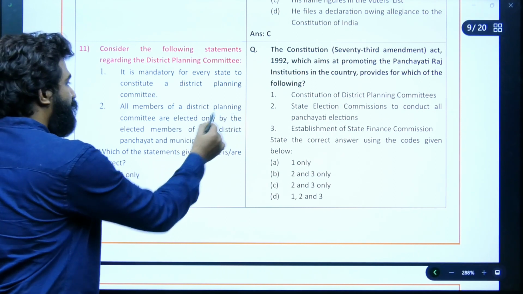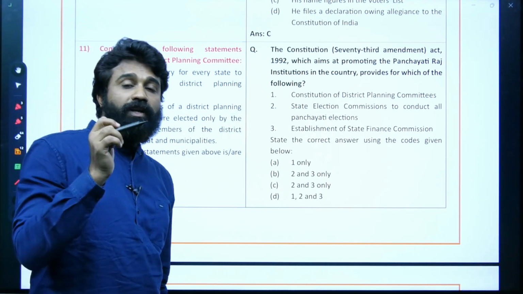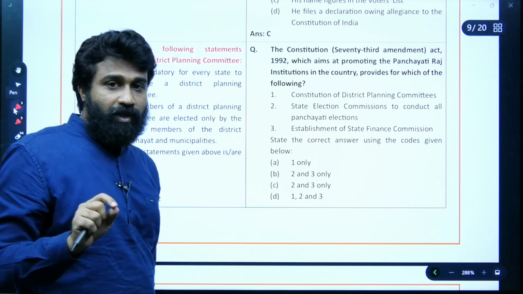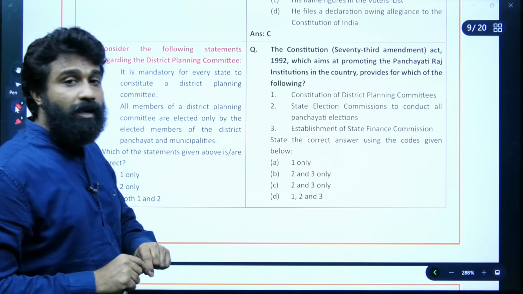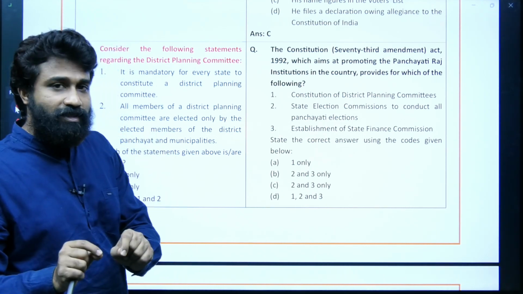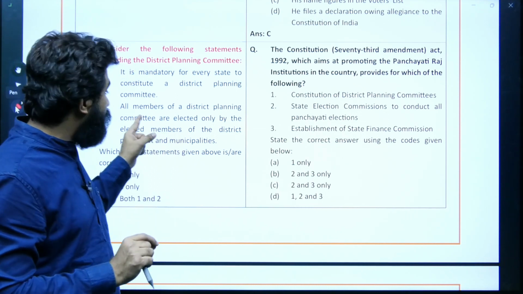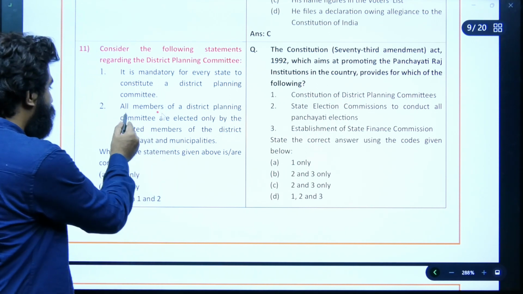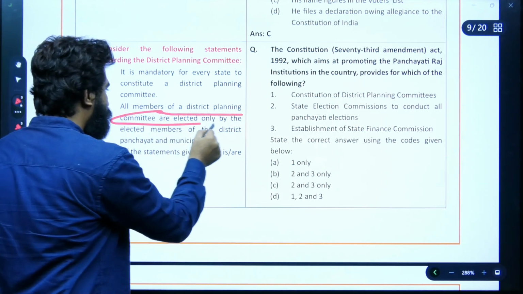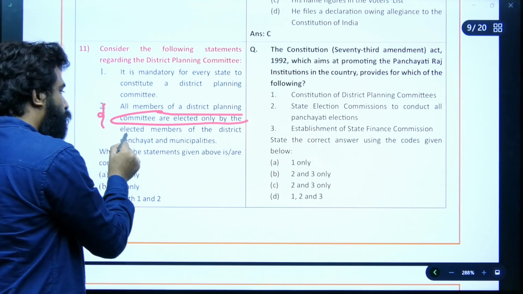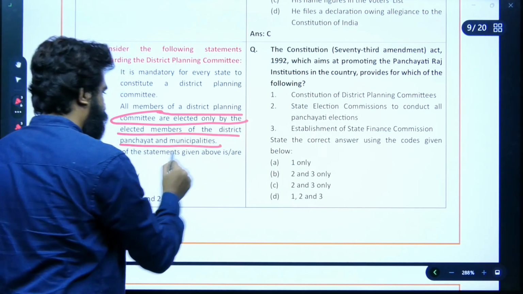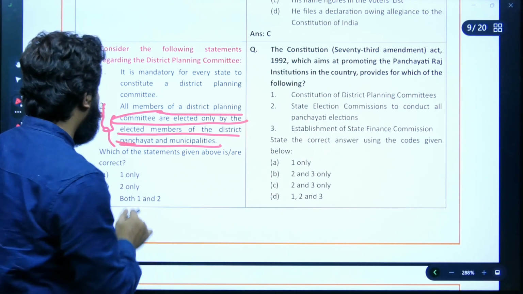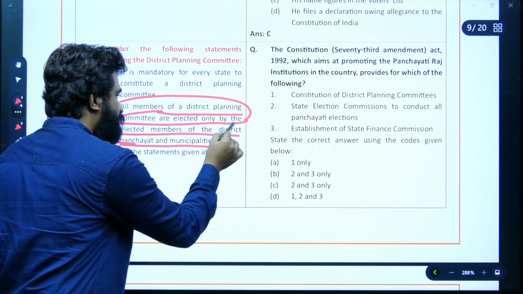All members of the district planning committee, just remember one thing: we have a planning committee that is not entirely elected, but here the question is asking about only the elected ones. If you observe thoroughly, you can understand the demand of the question here. All members of the district planning committee are elected only by the elected members of the district panchayat. That means the question is focusing on the elected members of the district planning committee.